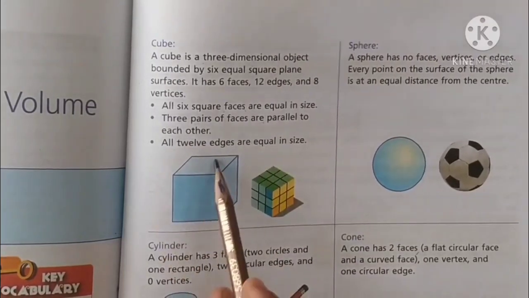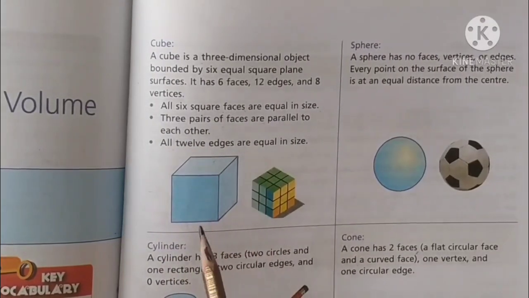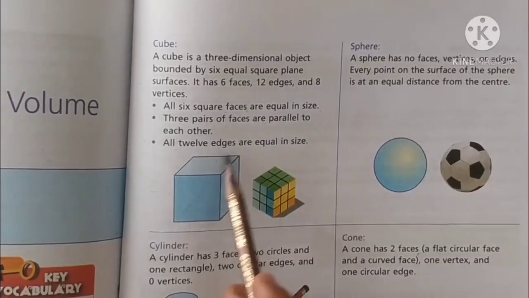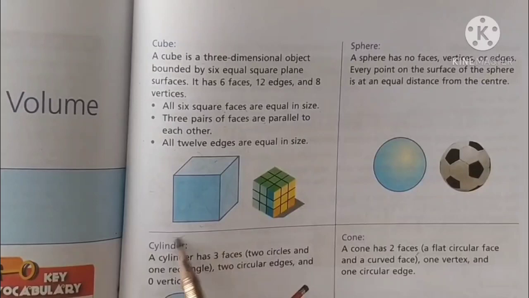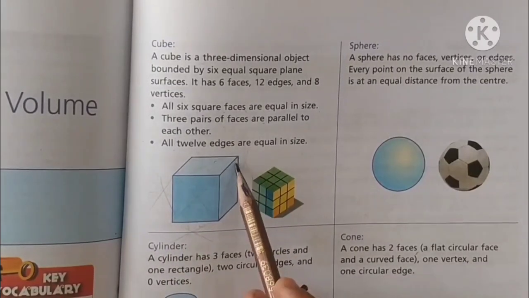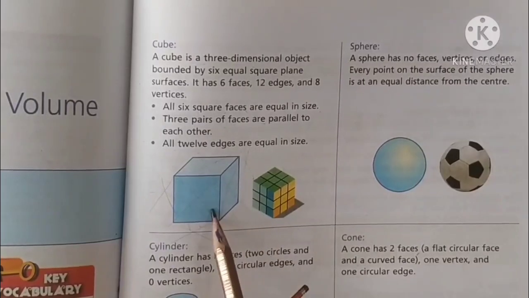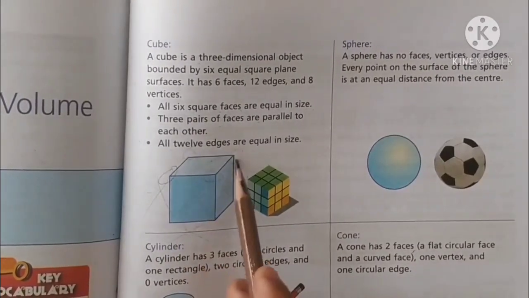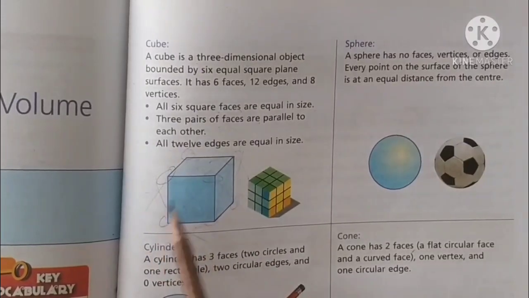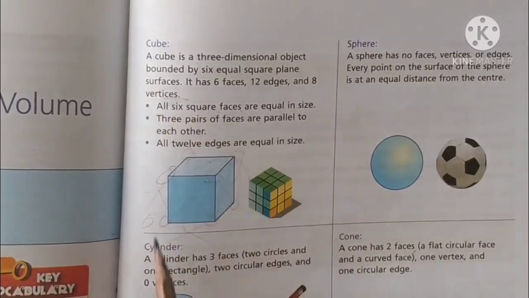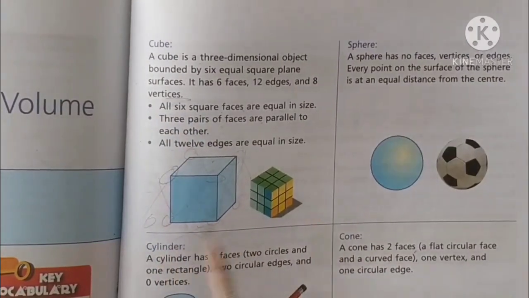These are 1, 2, 3, 4, 5, 6 squares. 1, 2, 3, 4, 5, 6, 7, 8, 9, 10, 11, 12. 2 in the back side. In this way we have 12 edges. And 1, 2, 3, 4, 5, 6, 7 and 1 is in the back. 8 vertices. Clear? This is a cube.